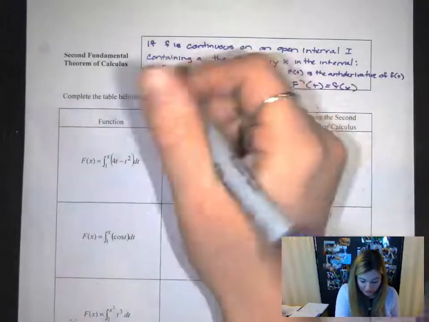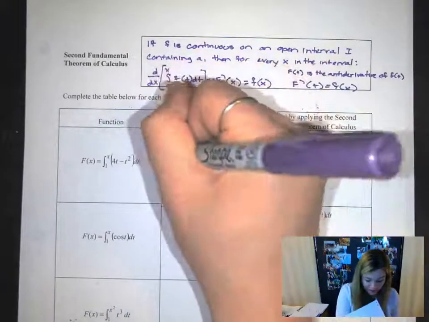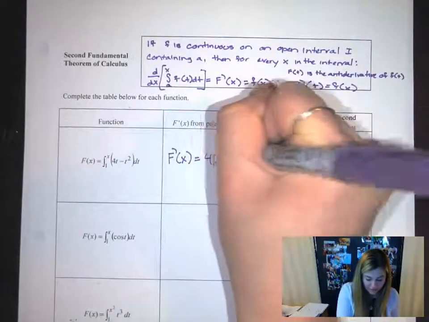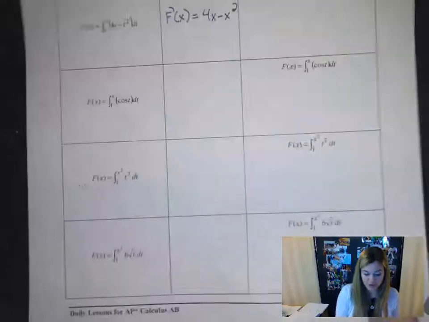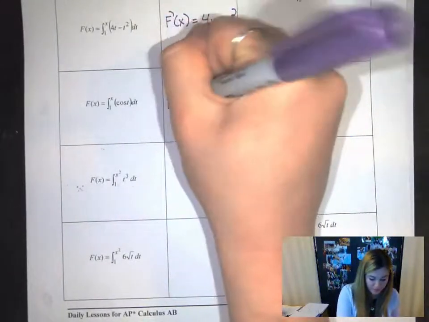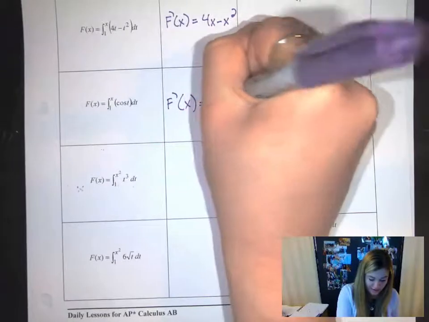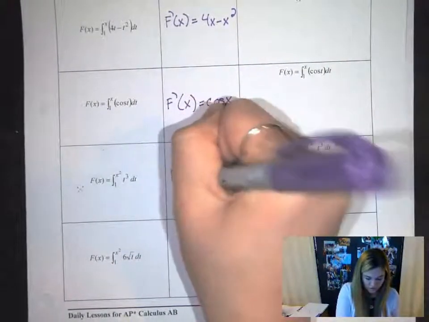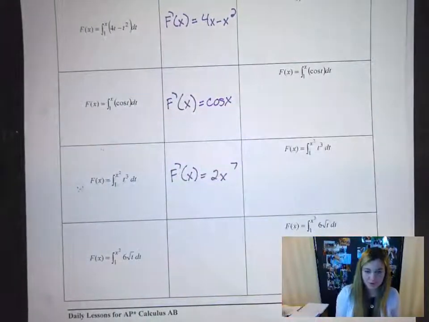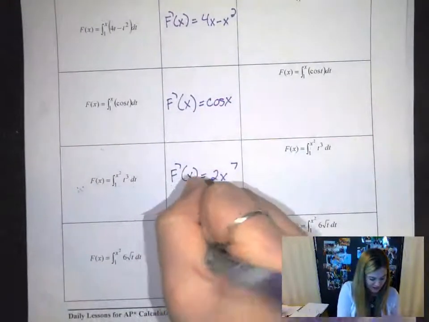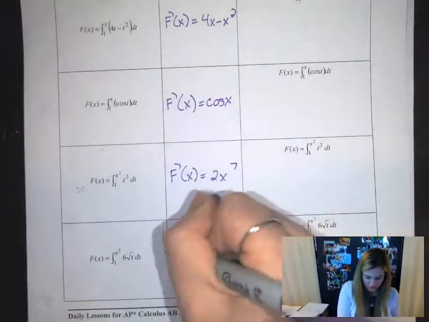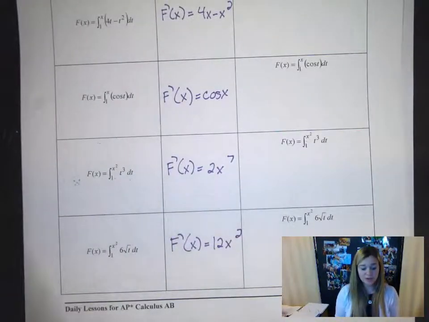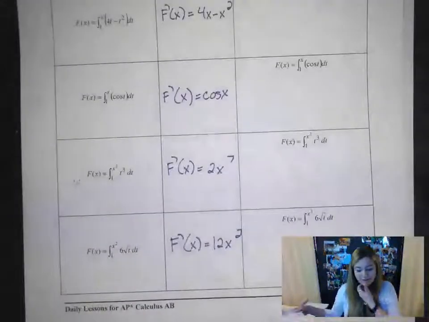The first one we got was F prime of x, capital F prime of x, was equal to 4x minus x squared. So just writing these down from the previous page. This one was cosine of x. This one, though, was 2x to the 7th, so I'm scratching my head a little bit about this one. We'll see in a second. This one also looks weird. It was 12x squared. So let's see what we can do so I don't have to go through this very long process every time.